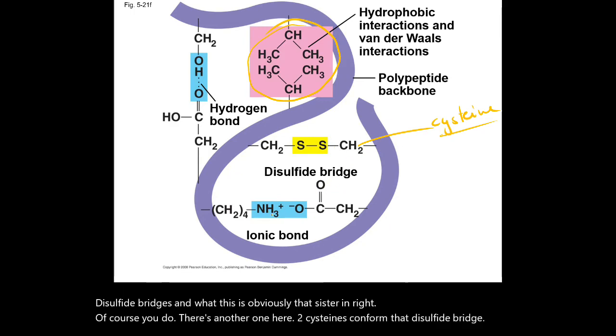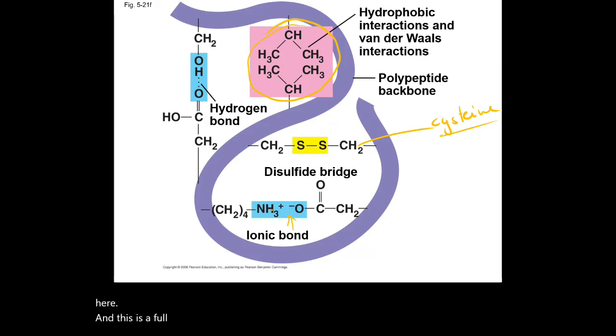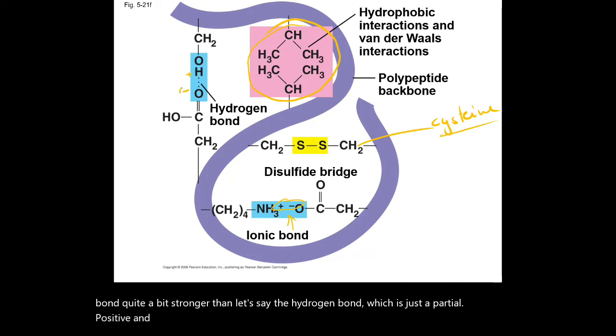And finally, ionic bonds between acidic and basic or charged amino acids that we can see here. And this is a full-blown plus, a full-blown minus, so that's a pretty strong connection, that ionic bond. Quite a bit stronger than, let's say, the hydrogen bond, which is just a partial positive and then a partial negative. So we put the parentheses around that to show that it's just partial. It's a fraction of a charge.